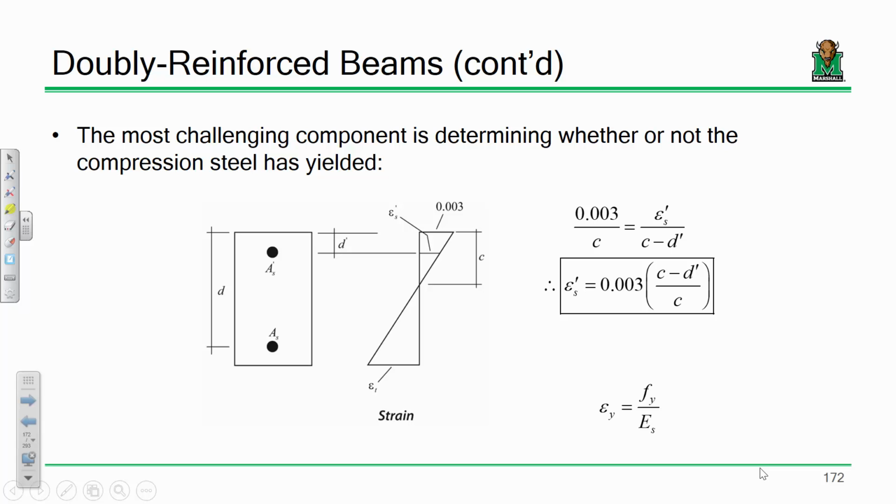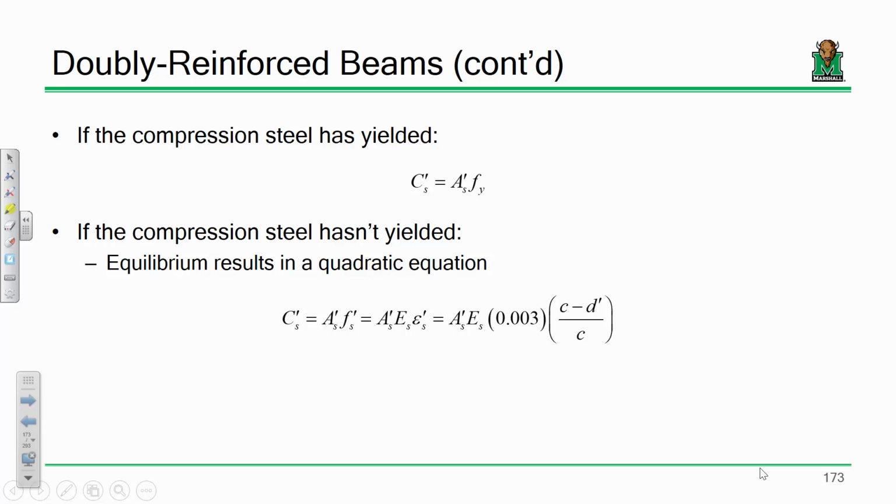Now what we do is we compare that to the strain at yielding to see whether or not it's yielded. And if it has yielded, then the problem, to be honest, gets pretty easy because we know what the compressive force in the steel is. It's area times Fy. But if it hasn't yielded, which is very possible, then the force in the compression steel is not AS times Fy, it's AS times whatever that stress value is. And what is that stress value? Well, it's E times the strain. And what is the strain? Well, it's 0.003 times C minus D prime over C.